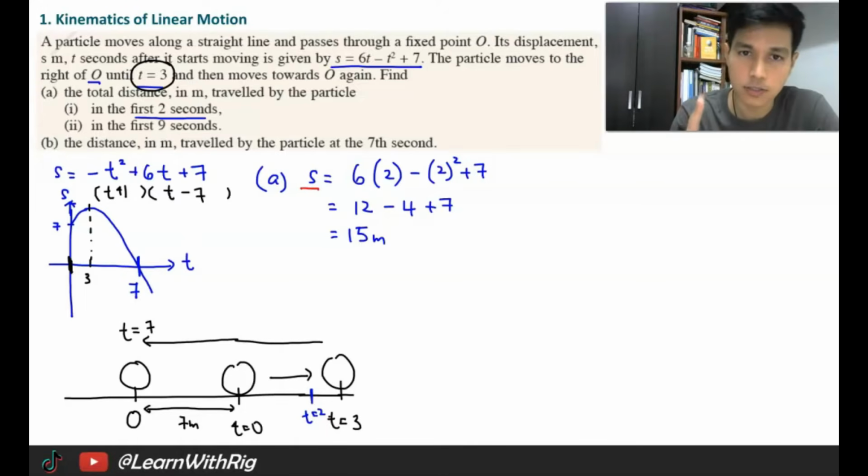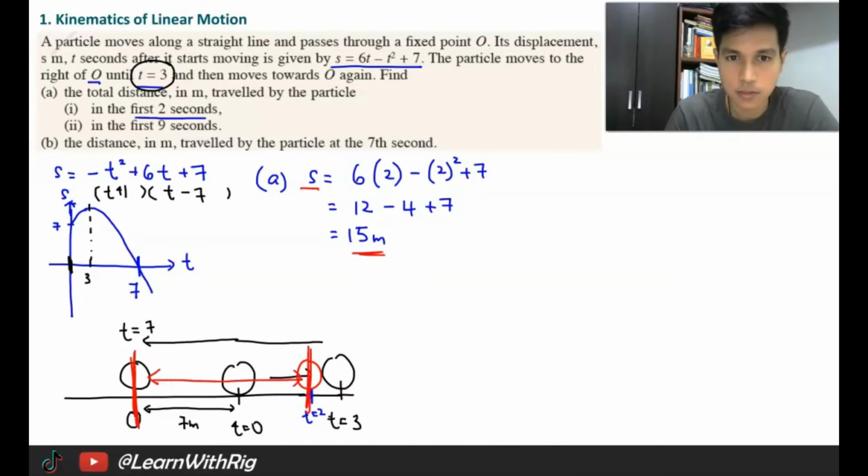Displacement is the shortest distance between the original position all the way to the ball's current position. So in other words, if after 2 seconds the ball is here, right, 15 meters is not this distance. 15 meters is from the original, which is here, all the way to here. So if you just want to find here, what do you have to do? You take 15 minus 7. That is the actual distance that the ball has traveled.